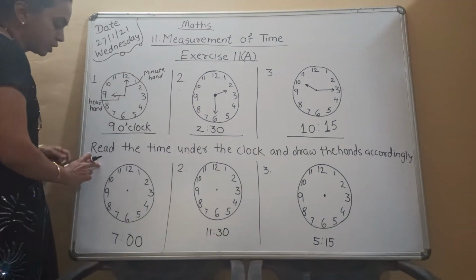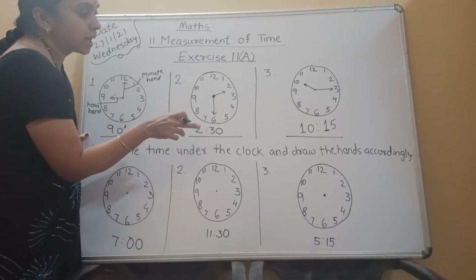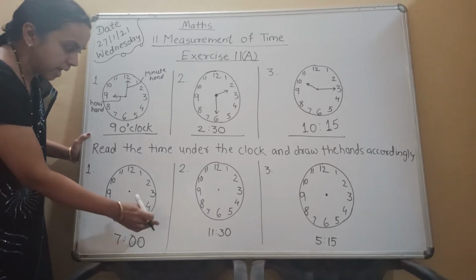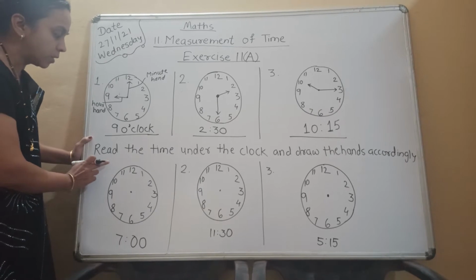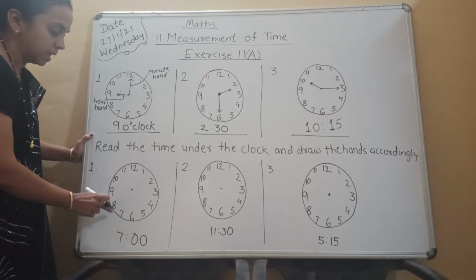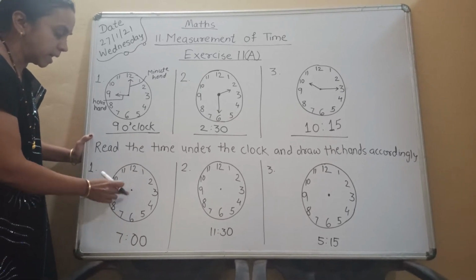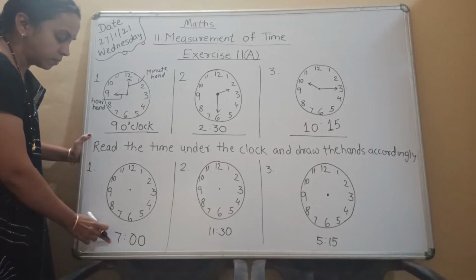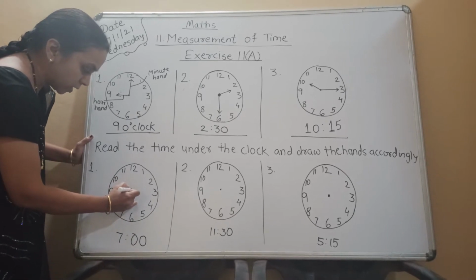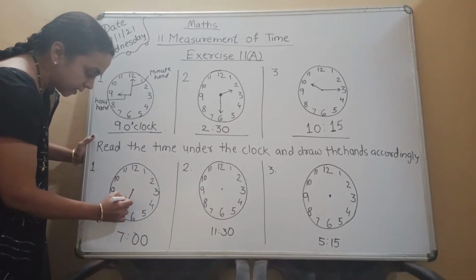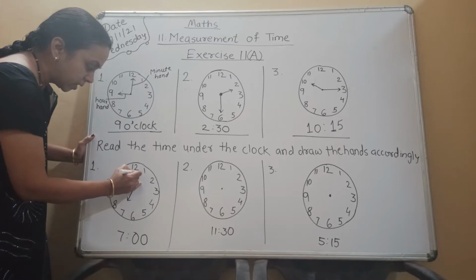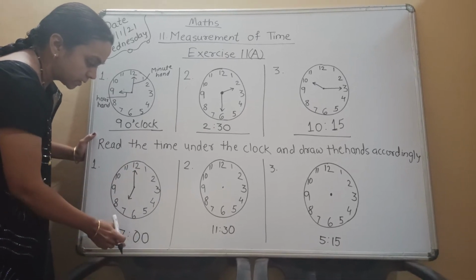Now see the second question. Read the time under the clock and draw the hands accordingly. Okay, so here time is given. So we have to draw this minute hand and hour hand. With the help of your scale you can draw the minute hand and hour hand. In the first example, what time is given? 7. Okay, so you draw with your scale and pencil your short hand on this 7 and longer hand on this 12. It is 7 o'clock.